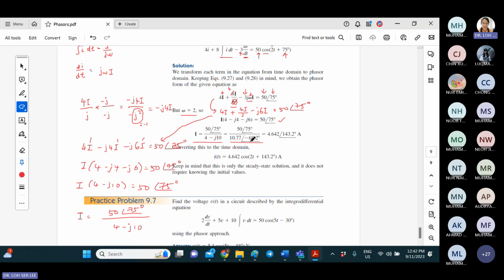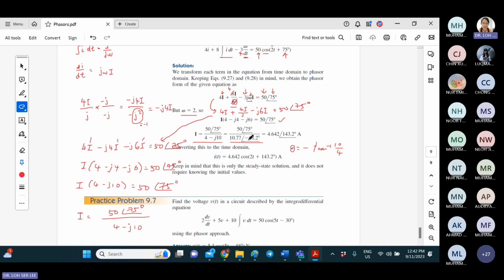To change into polar form, you use square root of 4 squared plus 10 squared. Then you get 10.77. And this is in the fourth quadrant, so the angle will be negative arctan 10 over 4. Then you will get negative 68.2.